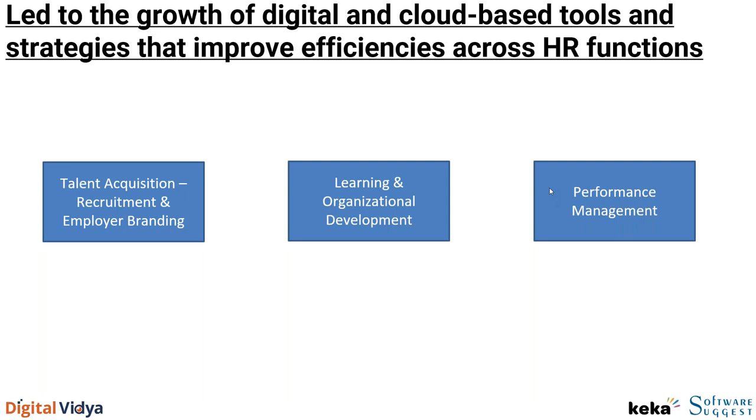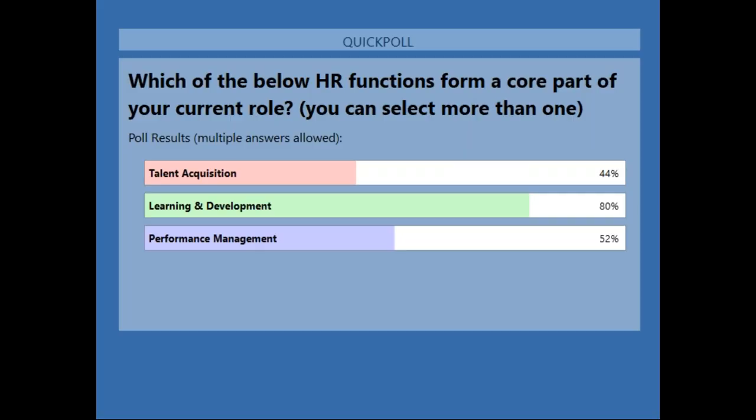So the results I'm going to share with you, you can see them now on your screen. 44% of us have talent acquisition as a core part of our role. 80% are from the L&D space. That's massive. And 52% of us have performance management as a core part of our role as well. Okay, that's fairly evenly distributed with a large skew towards learning and development. So let's move on. I'll keep having polls like these as we keep moving so you can interact through them, and we'll also get a lot of insight. We are a large bunch of people here from different companies, big and small, in the HR space. So let's begin with the first section.